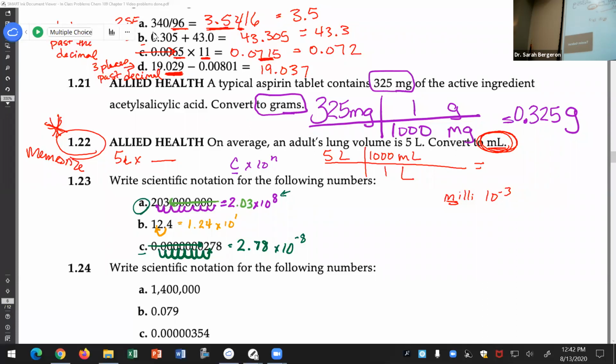So what do you get? Simply 5,000 milliliters. Significant figures? We okay on sig figs? We are, because these are non-significant zeros. So we really only have one significant figure, and that's what we really started out with. So we're good.